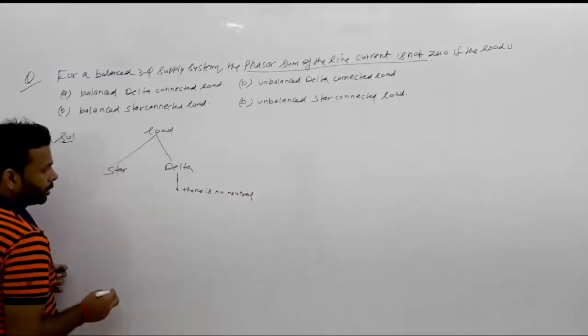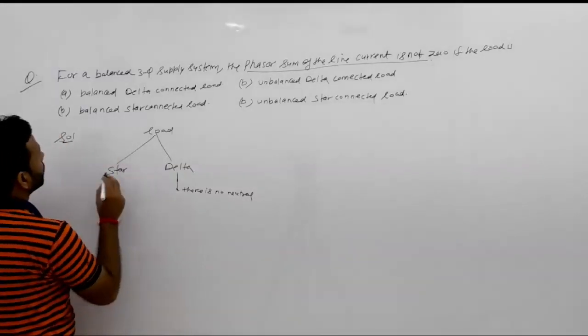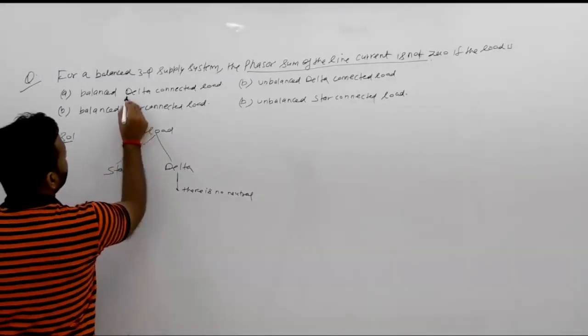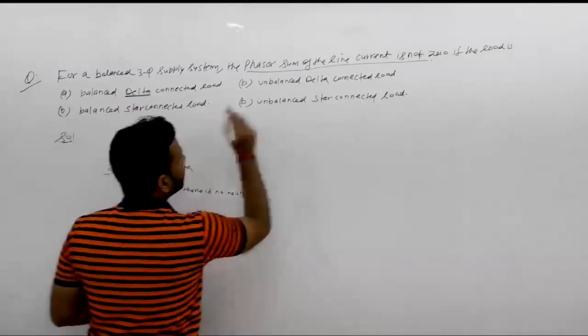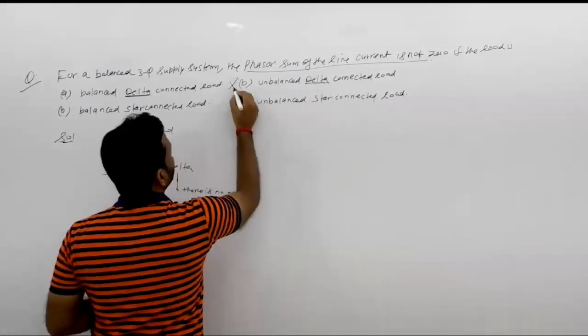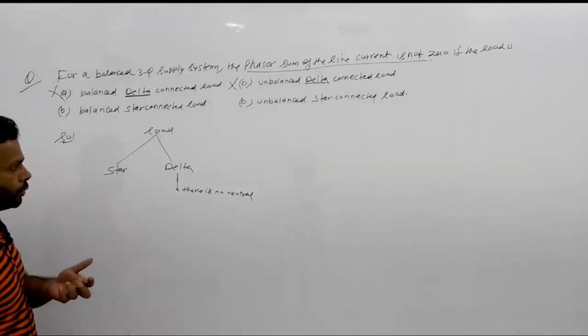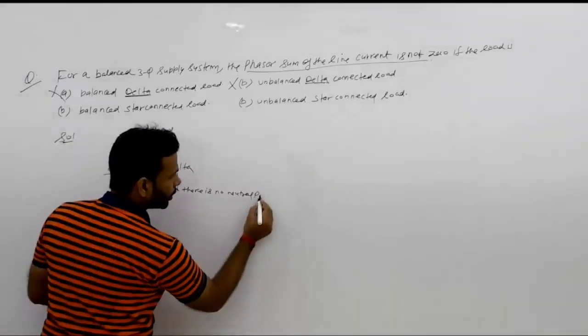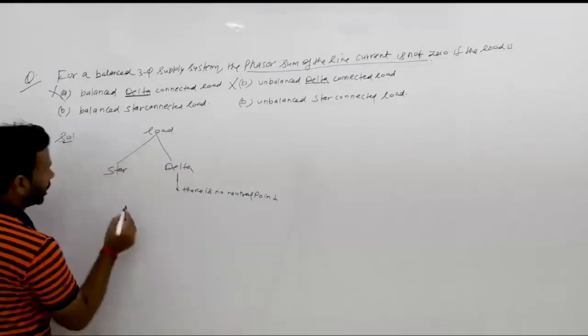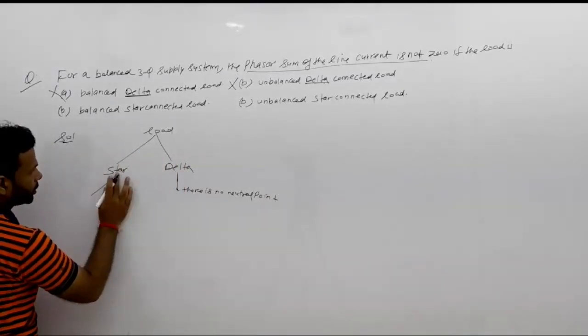There is no neutral. So according to the options, A is delta and B is delta, so A and B are wrong. In a delta connection there is no neutral point. Now star: in star we have a neutral.